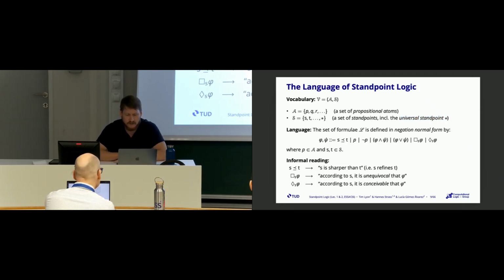And we'll go into more detail about the universal standpoint and its interpretation later. Okay, using this vocabulary, we can define a language L, as shown in the middle of the slide, by means of this BNF grammar. And our formulae are in what's called negation normal form, which means that negations are applied only to atoms. This will make our proof system later on a bit simpler. And we can define full negation, as I'll show on the next slide.